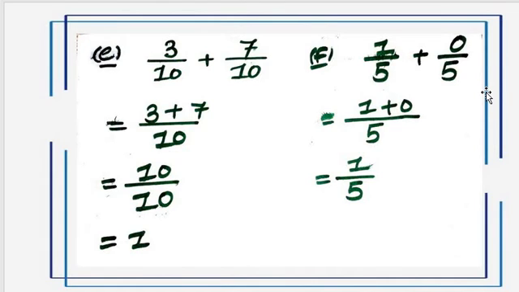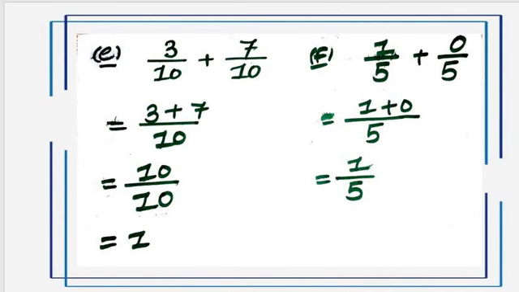So now I'll teach you, my dear students. In the numerator, 1 plus 0, and upon 5. So 1 plus 0, how many? 1 plus 0 is equal to 1. So the answer is what? 1 upon 5. Understood? I hope you all have understood, my dear students.